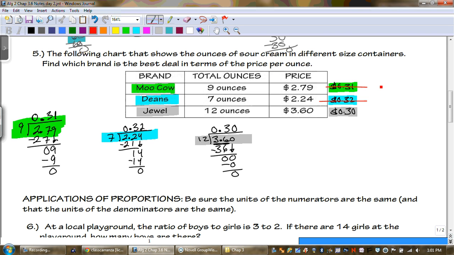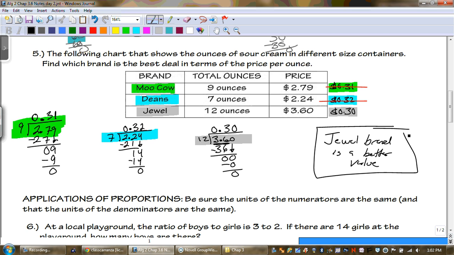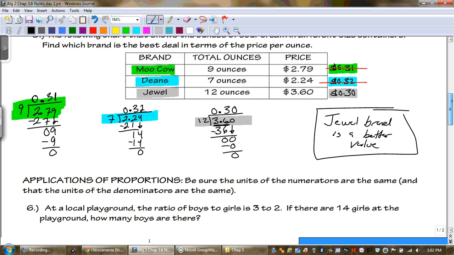Okay? So, which brand is better? Well, I don't know about taste. I'm not going to comment on that. But we know that per ounce, the Jewel brand is a better value. Okay, let's move on.